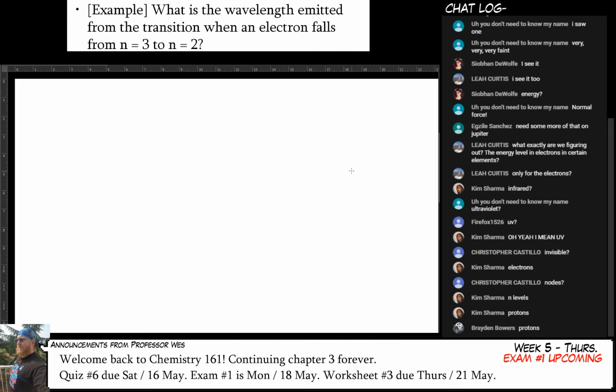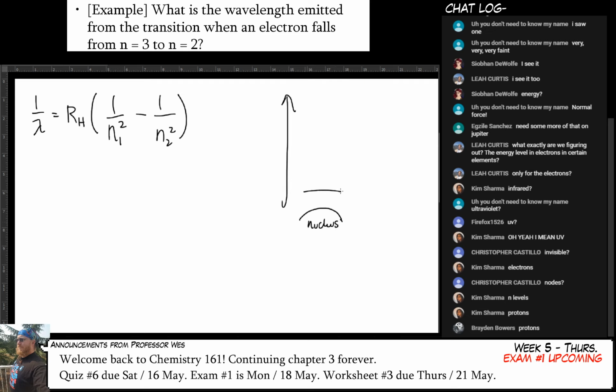So I need to write down the Rydberg equation, which is 1 over lambda equals the Rydberg constant times 1 over n1 squared minus 1 over n2 squared. And I'm going to have my electron go... Here's my diagram. So here's the nucleus. My electron is going to fall from 3 to 2. I kind of missed my 2 there, but that's okay.